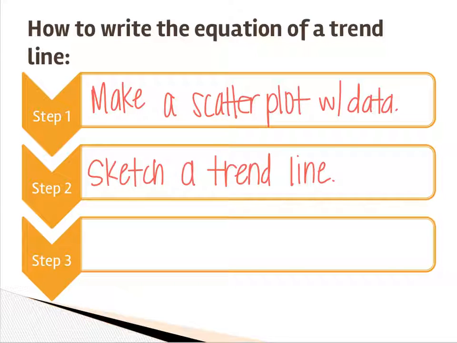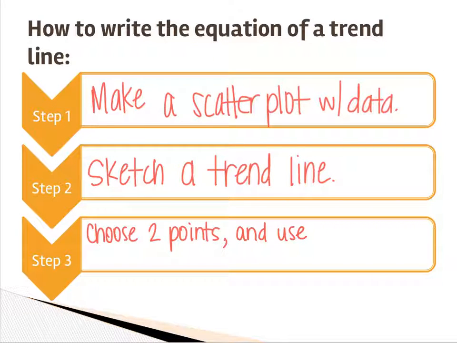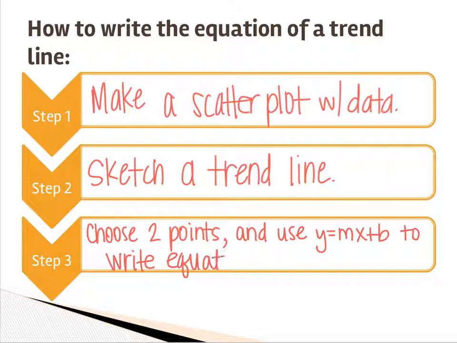Step 3, choose 2 points on the trend line, and use slope-intercept form to write the equation of the line. I'm going to put y equals mx plus b. So 3 simple steps. First, make the scatter plot, then sketch a trend line, and last, choose 2 points and use y equals mx plus b.